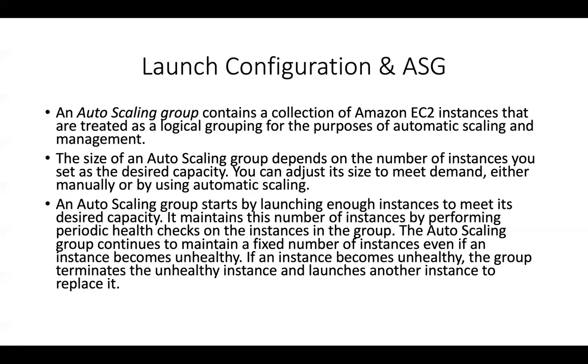Right? And if an instance becomes unhealthy within the auto scaling group, it automatically terminates that instance and then launches another instance to replace it. So this is the property of an auto scaling group. When we studied load balancers before, one thing that we saw was the load balancer does not send traffic to an instance that is unhealthy, right? But it does not replace the unhealthy instance with a healthy instance. Now the auto scaling group does that.